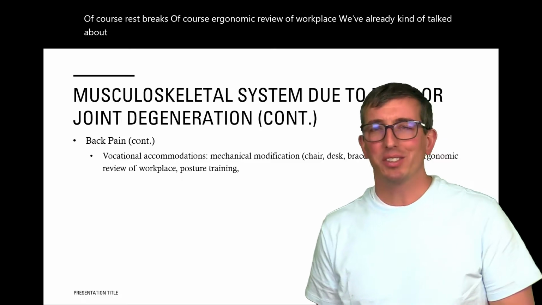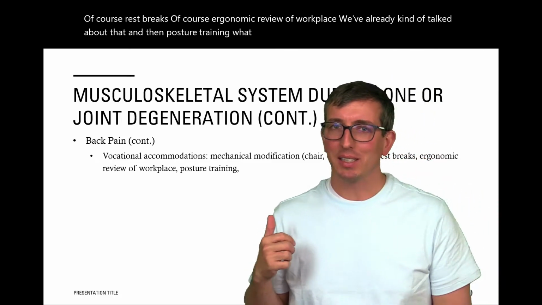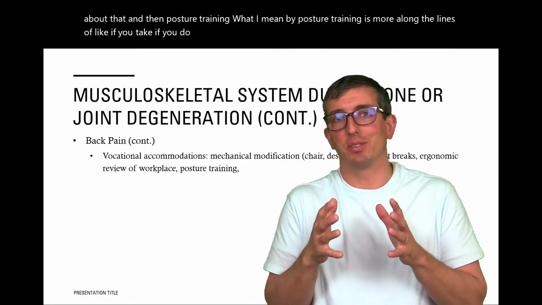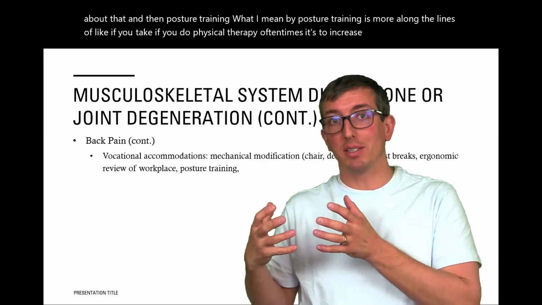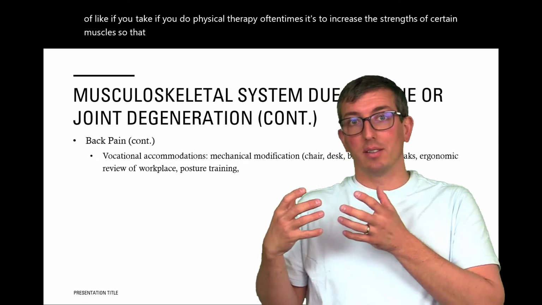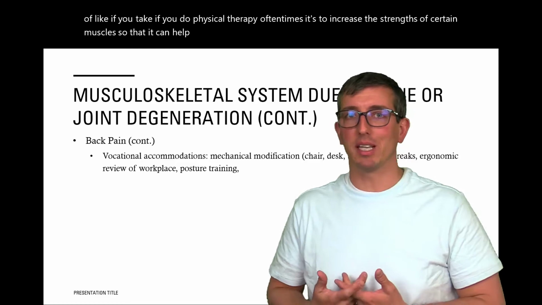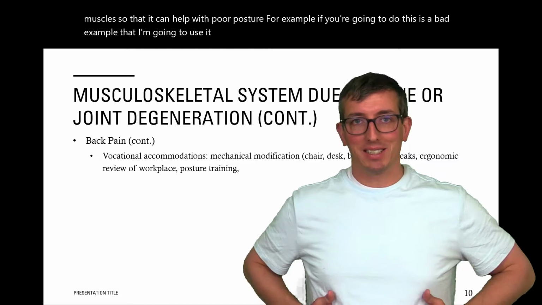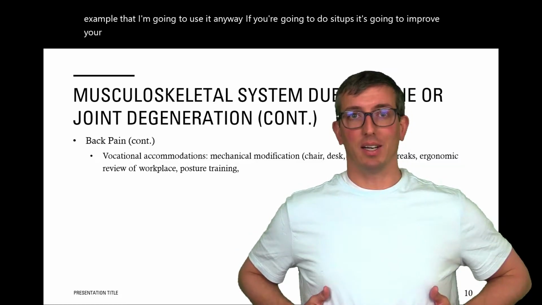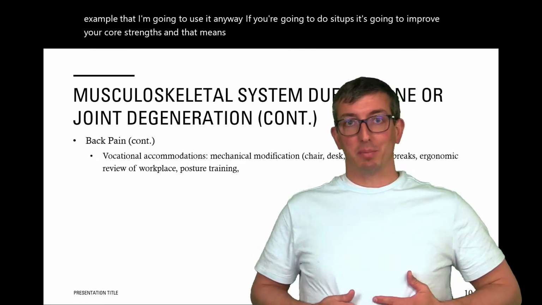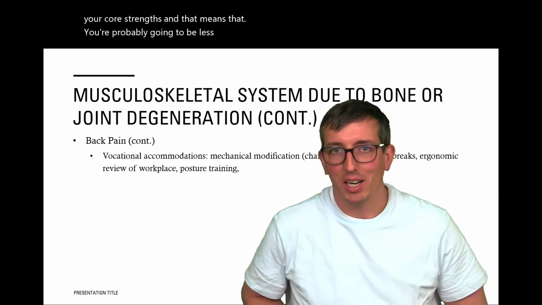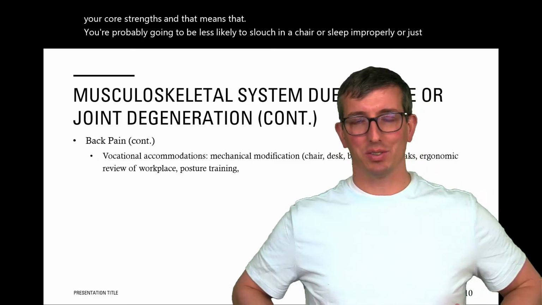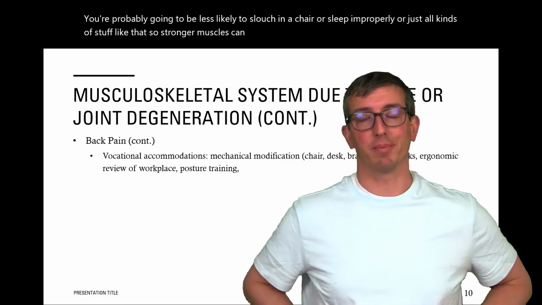And then posture training. What I mean by posture training is more along the lines of physical therapy, where oftentimes it's to increase the strength of certain muscles so that it can help with poor posture. For example, if you do sit-ups, it's going to improve your core strength, and that means you're probably going to be less likely to slouch in a chair or sleep improperly, or all kinds of stuff like that. So stronger muscles can improve posture. That's the idea.